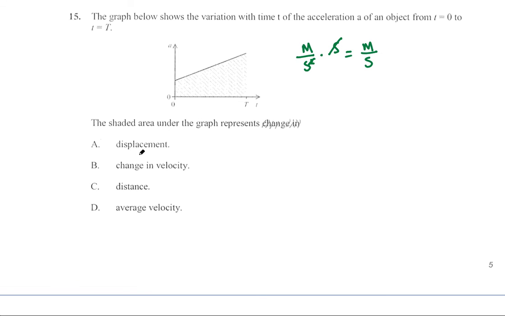Now, that eliminates two of the choices. Since we're taking an acceleration and multiplying it by a time, and acceleration is equal to a change in velocity over time, if I multiply a times t, I don't just get an average velocity, I get a changing velocity. So the area underneath an acceleration-time graph represents the change in velocity.